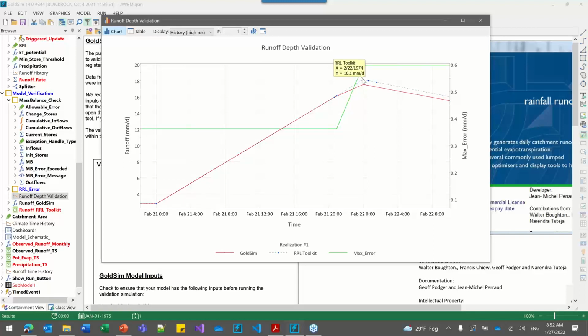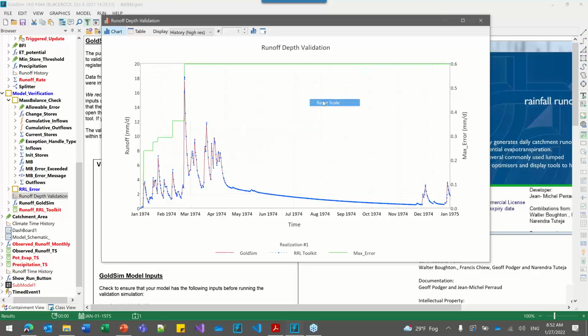So the RRL toolkit never had that chance to update any of its values in between these time points of one day. And so it's just doing a straight linear interpolation of a time series. That's all that we're doing with this blue line, is just a linear interpolation between two values. Whereas with the way GoldSim works, it's updating the actual model at a new point in time. Therefore, we will see slight variations.